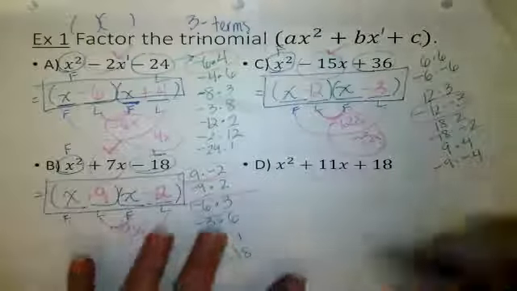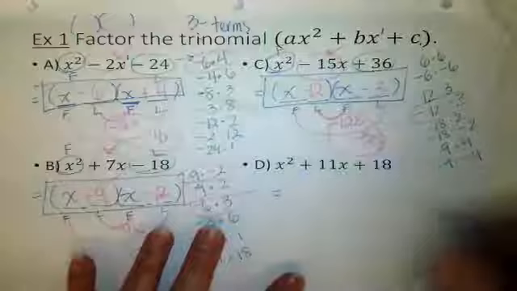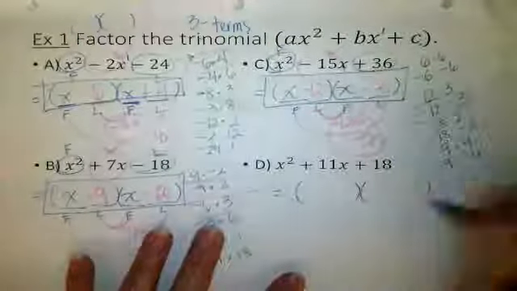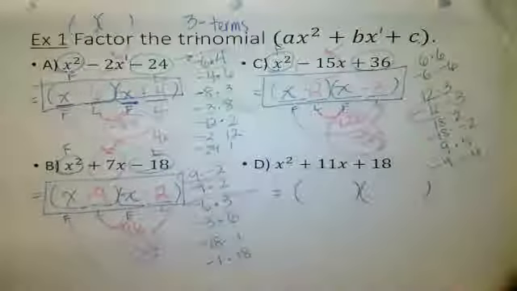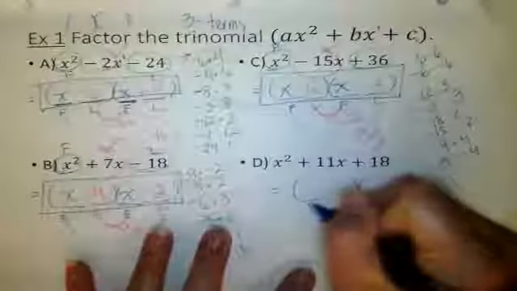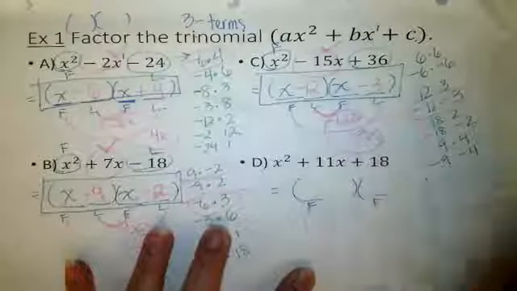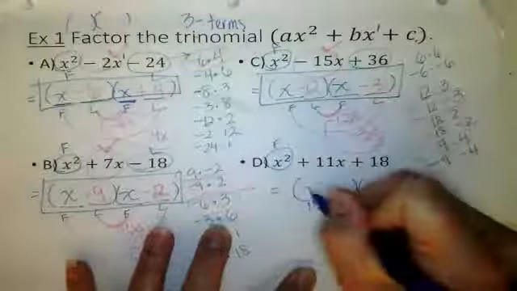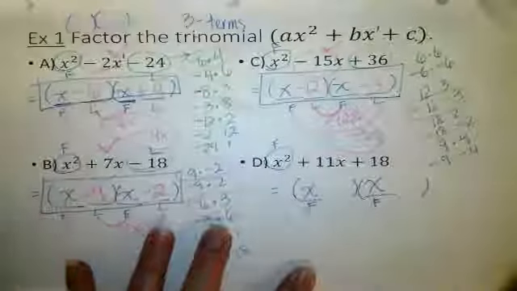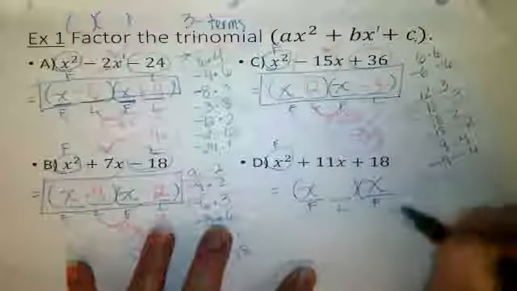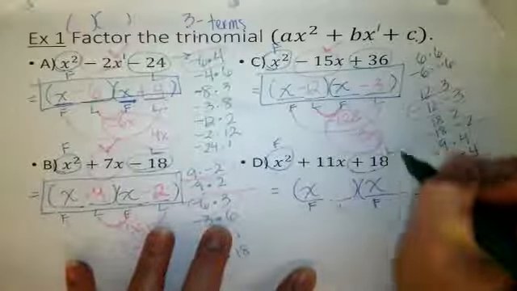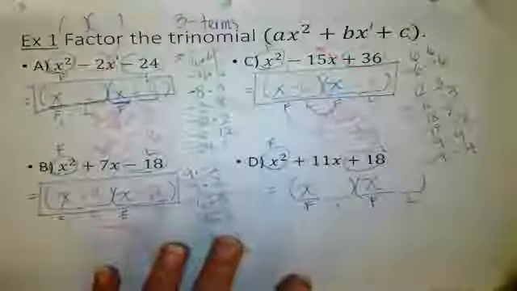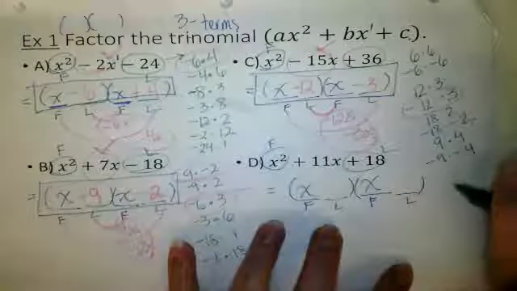Try this next one here. Double bubble. First times first has to be the first thing. What times what is x squared? X times x. Last times last has to be the last thing. What times what is positive 18?